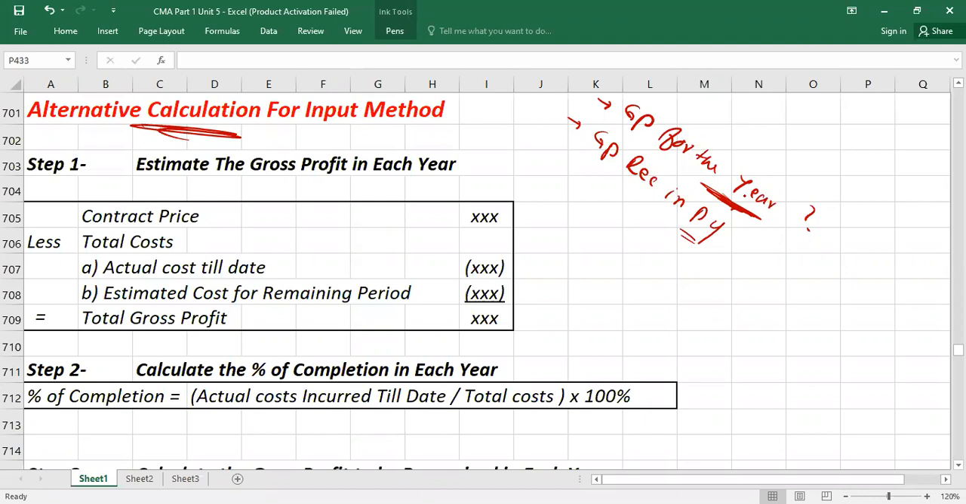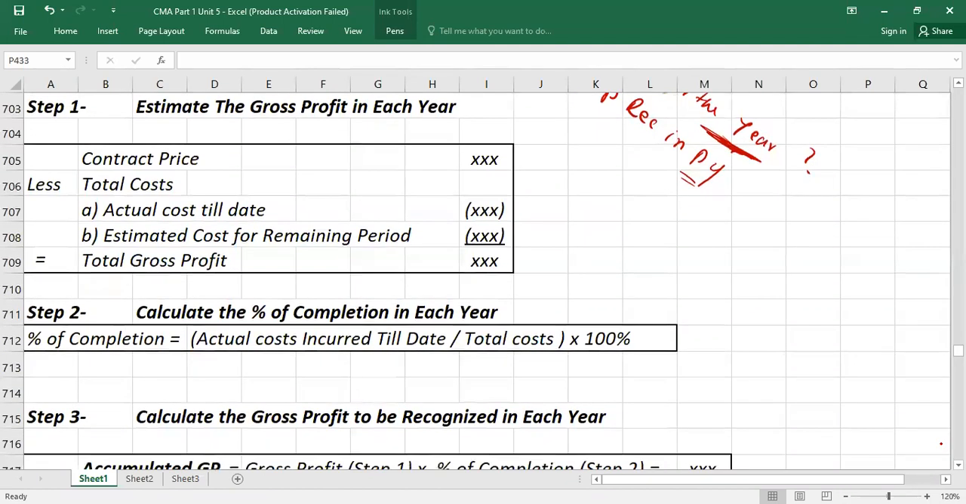Okay? There's another way, guys. You have to be aware of both. And I told you the conditions when you will apply this way. So how will you do it here? Here, 3 steps you will again do. Step number 1: you have to estimate the gross profit for each year. For example, you are doing the calculation for year 2 or for year 1. So you have to estimate first, estimate the GP value. How will you estimate? Simply follow this equation. You will put the contract price. From there you will deduct what?